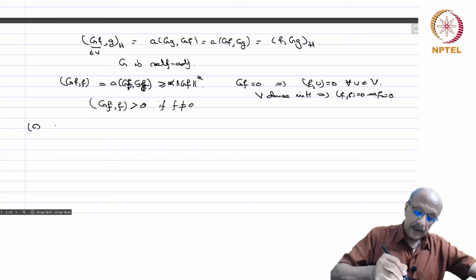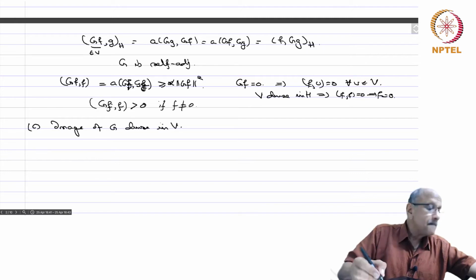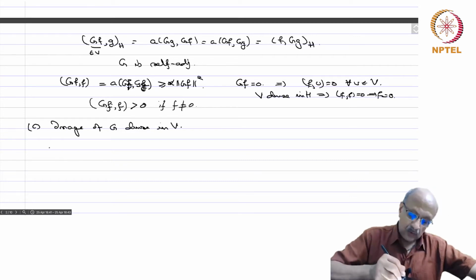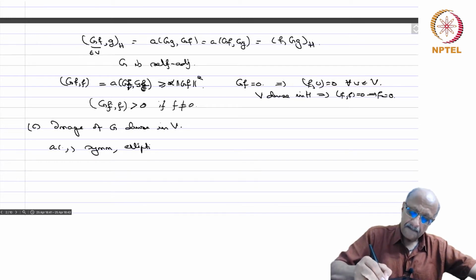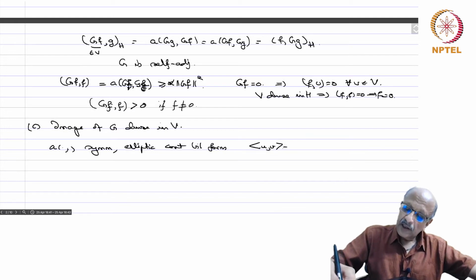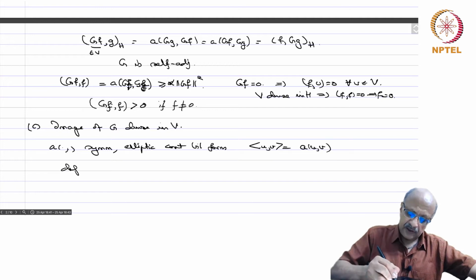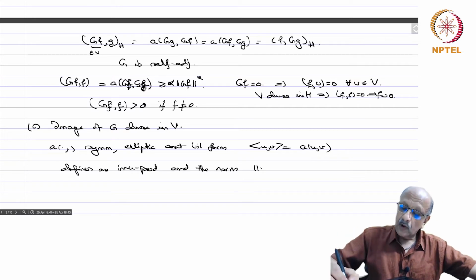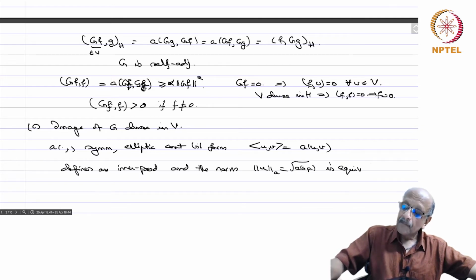C, image of G dense in V. You know the G has its image inside V only, and we want to show that it is dense in V. So A is a symmetric elliptic continuous bilinear form. Therefore, (U,V) equals A(U,V) defines an inner product and the norm norm U_A, which is equal to square root of A(U,U), is equivalent to the usual.